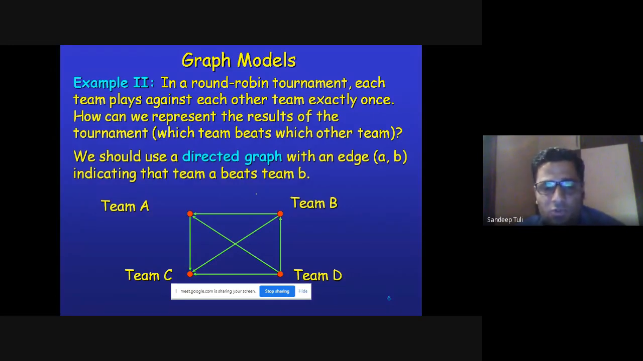And in this way, we only have to show the result, so we have to tell who is the winner and who is the loser. So an edge with only one direction is required. Suppose in this I use a simple edge without any direction. How can I predict who is the winner in that case? That's why in these kinds of situations we should use a directed graph.